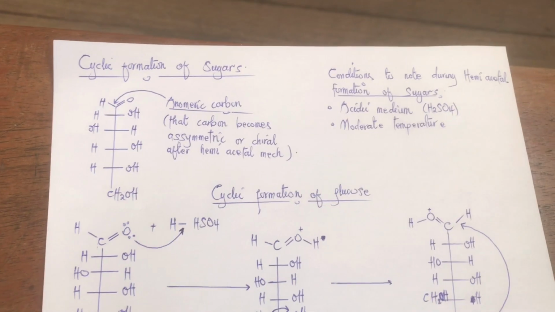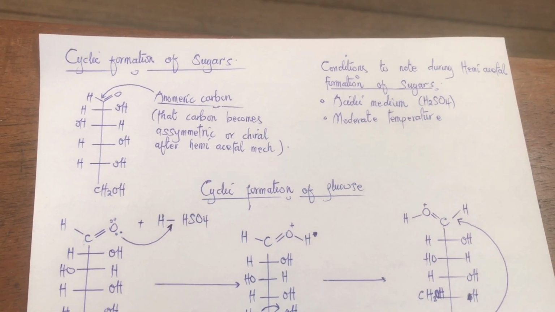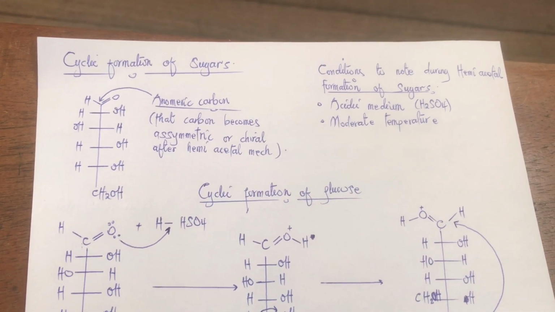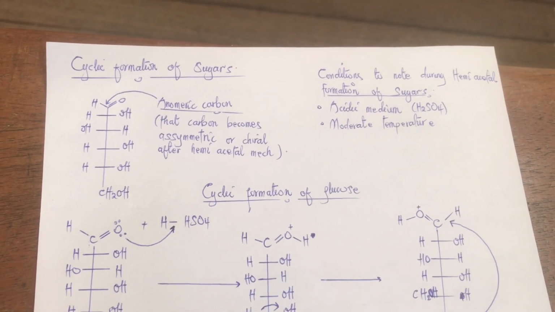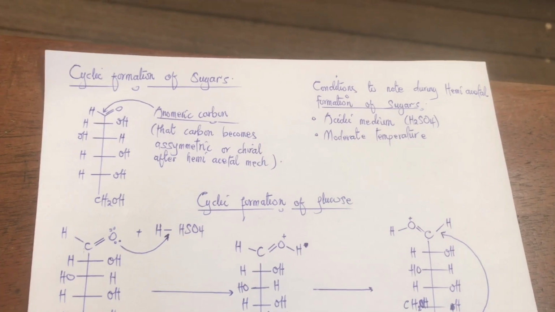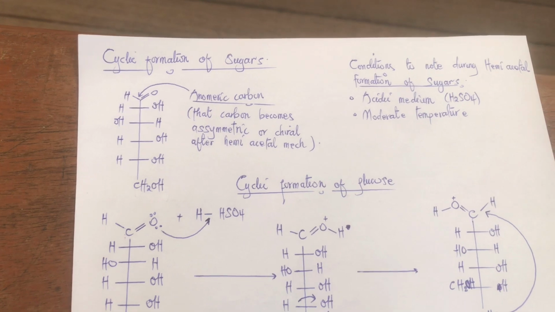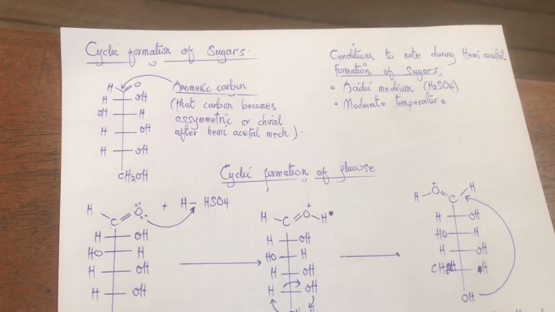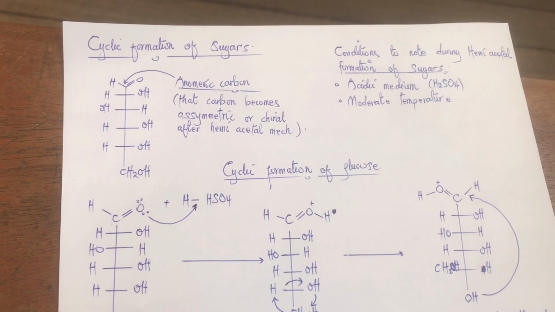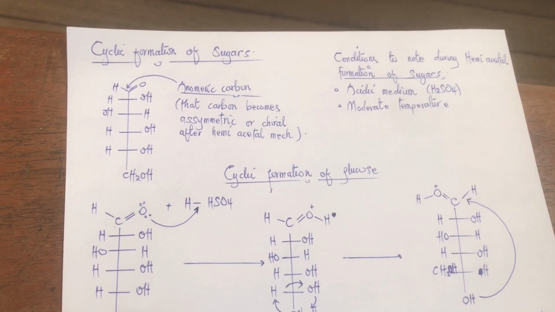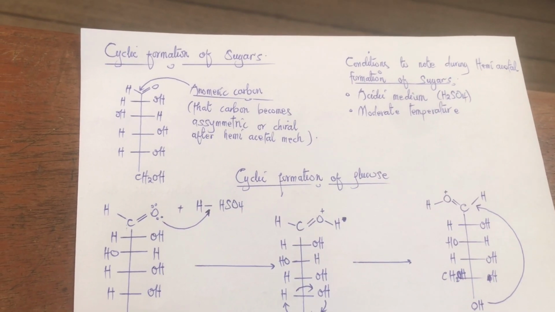As you can all see, there are conditions that you need to consider before the hemiacetal formation occurs. The first condition that you should keep in mind is an acidic medium. This mechanism must occur in an acidic medium, and we can take H2SO4 as an example. The second one is moderate temperature. The temperature must be moderate in order for the reaction to proceed successfully.